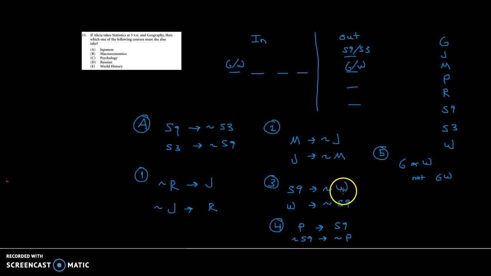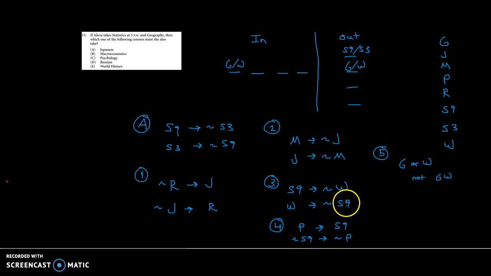For example, just look at this rule over here. Let's look at Rule 3. It states that if I have this, then this must follow. If I have that, then this must follow. A common error is to go backwards. It kind of looks like they're opposites. Like, okay, if I have S9, then I can't have W. If I have W, then I can't have S9.